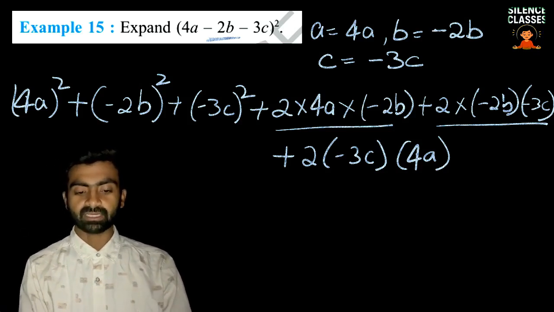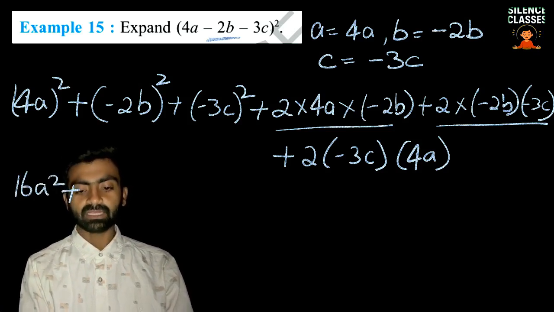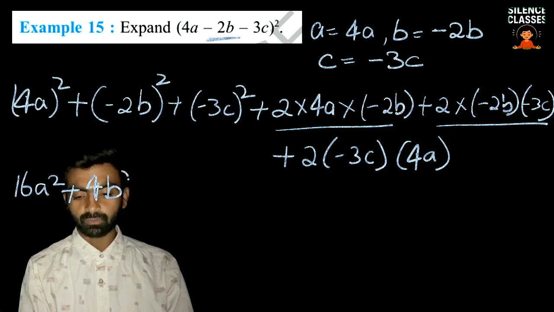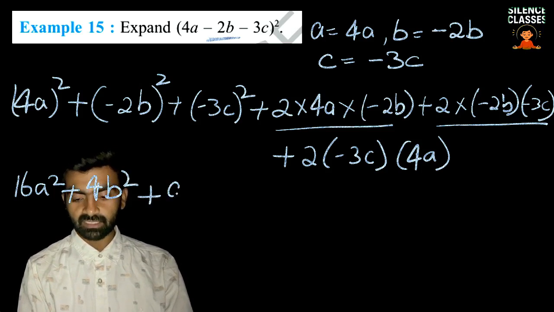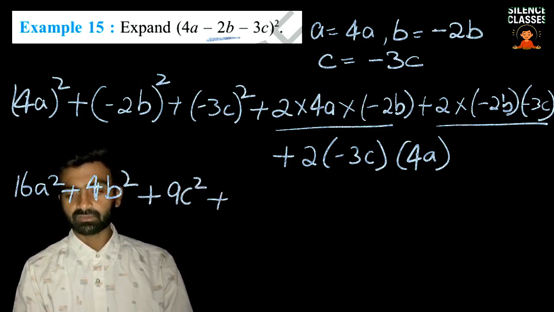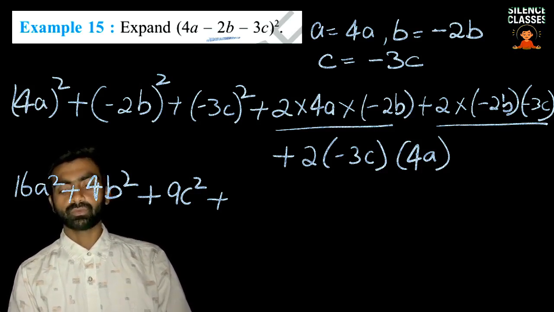Now we will open the bracket. 4 times 4 is 16a square, plus. Minus minus plus, and 2 times 2 is 4, so 4b square, plus. Again minus minus plus, 3 times 3 is 9c square, plus 2 times 4 is 8, and 8 times 2 is 16. Minus plus will become minus, or if I do not open the bracket I will write it in the bracket, so it will become minus 4 times 4 is 8, 8 times 2 is 16, minus 16ab.